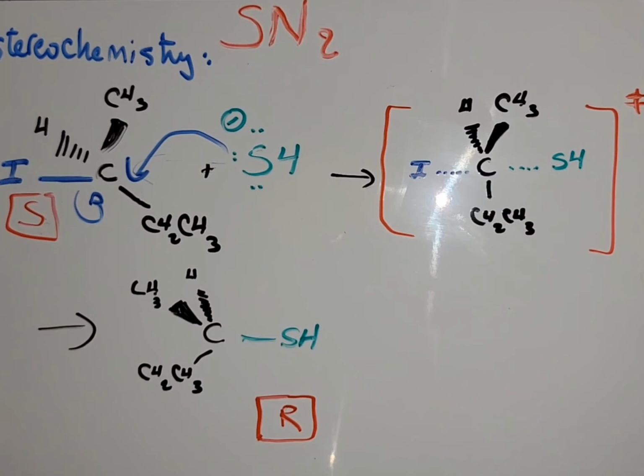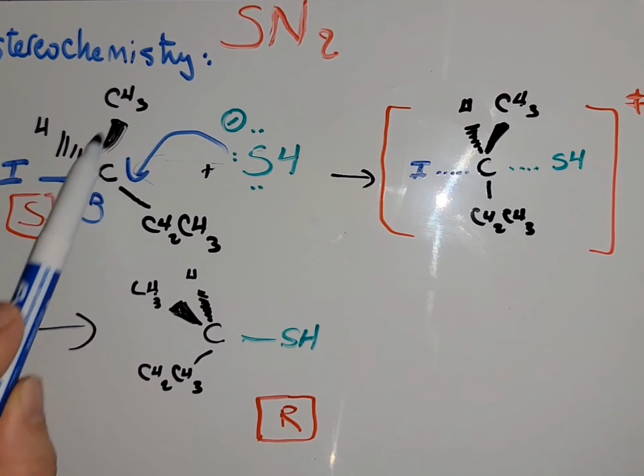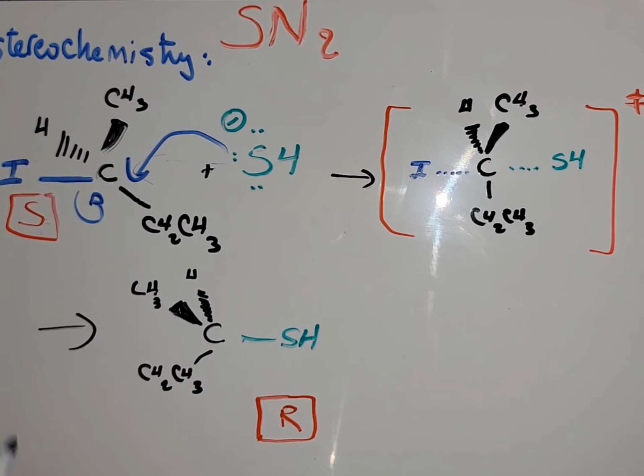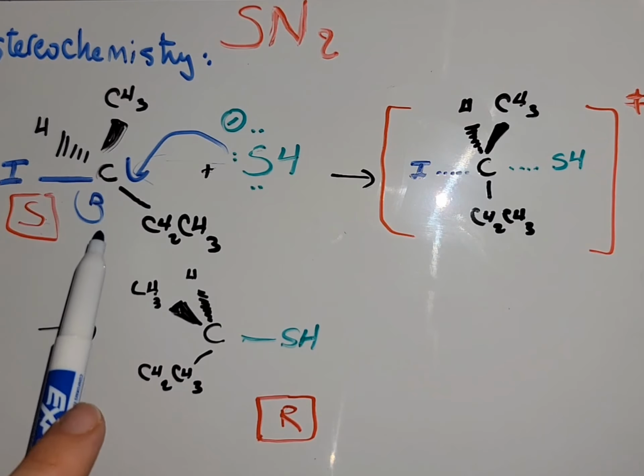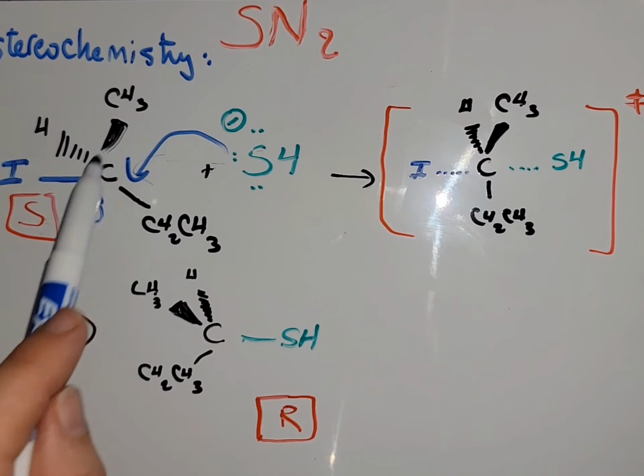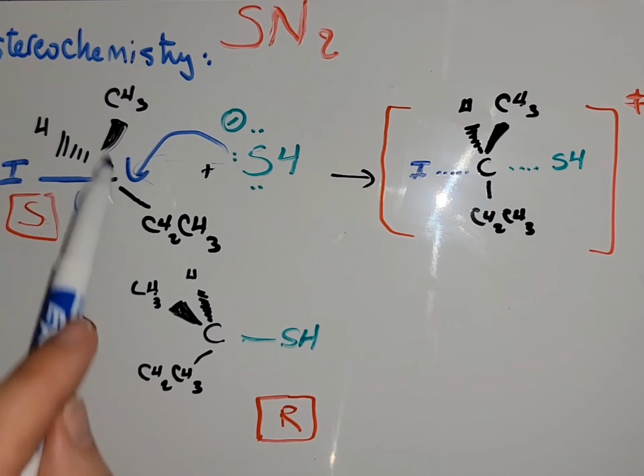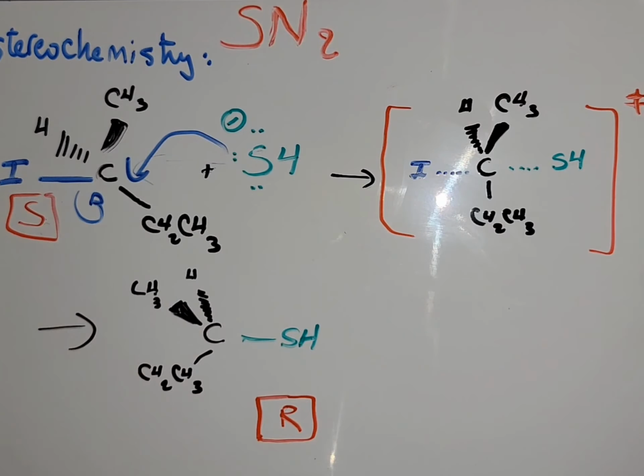Now let's talk about the stereochemistry of SN2 reaction. We have here a chiral carbon with 4 different bonds. So we have to think about stereochemistry. As I told you earlier, SN2 reaction occurs generally with primary carbons, but it can happen with the secondary one. It's just much slower than an SN2 reaction that happens with a primary carbon.